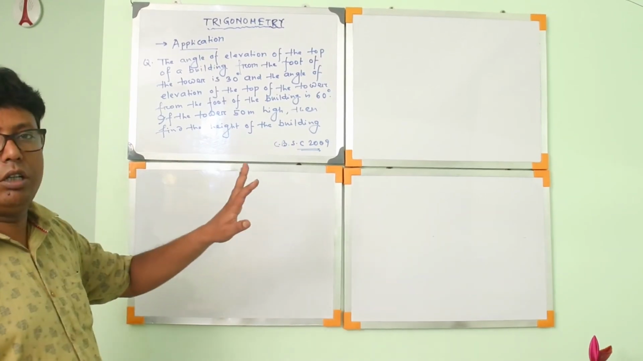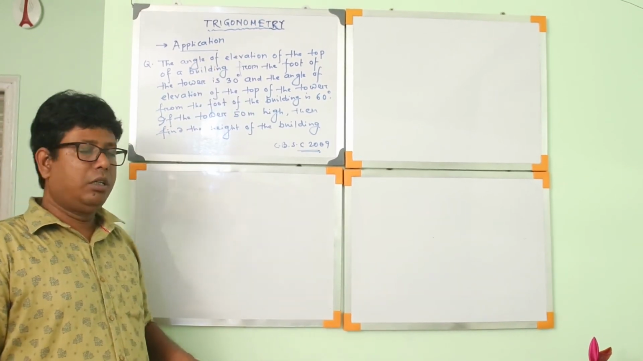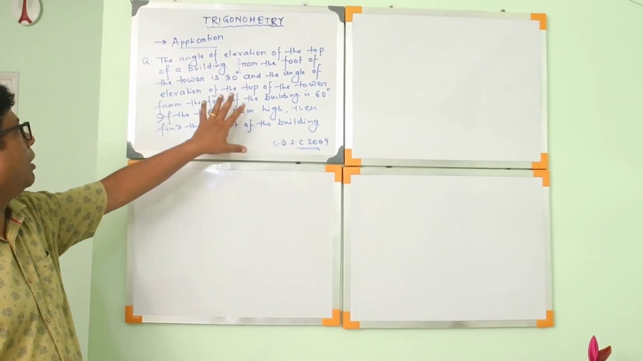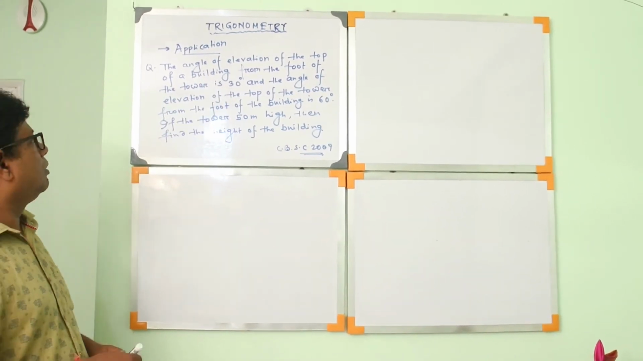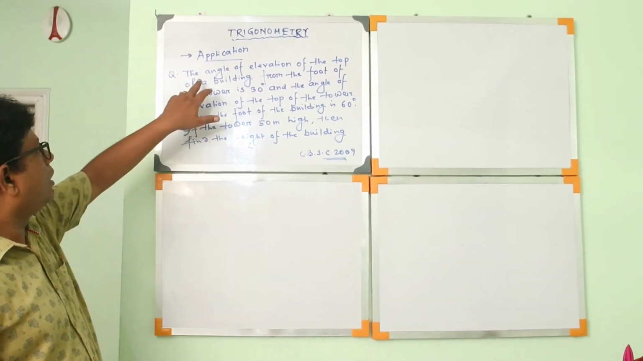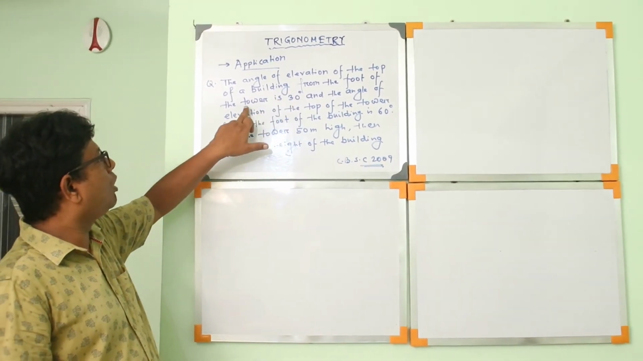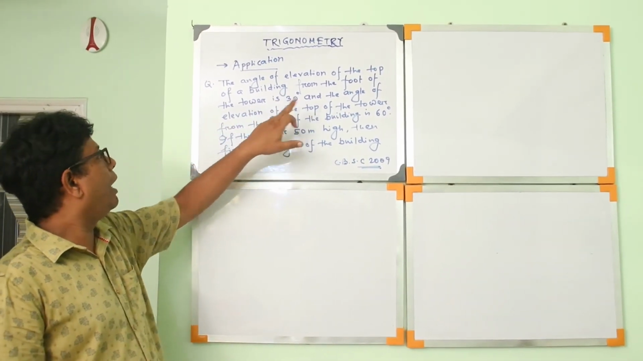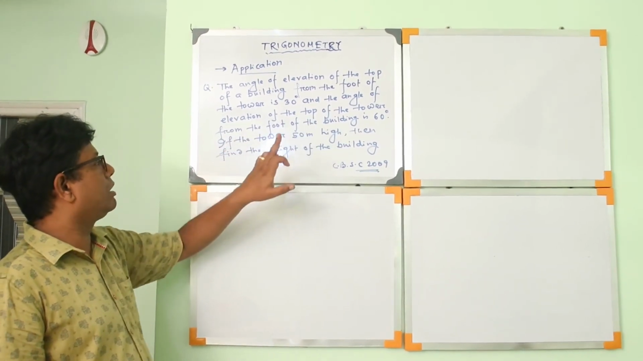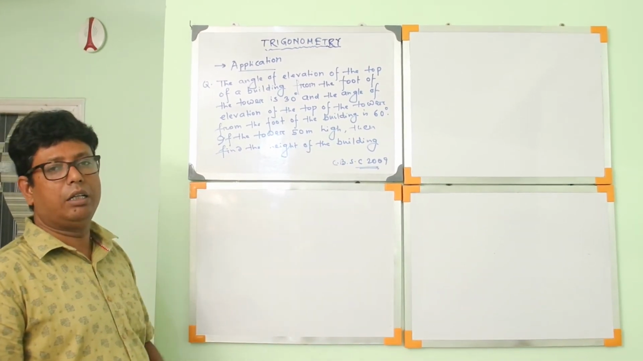Now I will cover one subtopic, applications of trigonometry. One application is here, a CBSE 2009 question paper. By using the applications formula you have to solve this one. The problem is that the angle of elevation of the top of a building from the foot of the tower is 30 degrees, and the angle of elevation of the top of the tower from the foot of the building is 60 degrees. If the tower is 50 meters high, then find the height of the building.